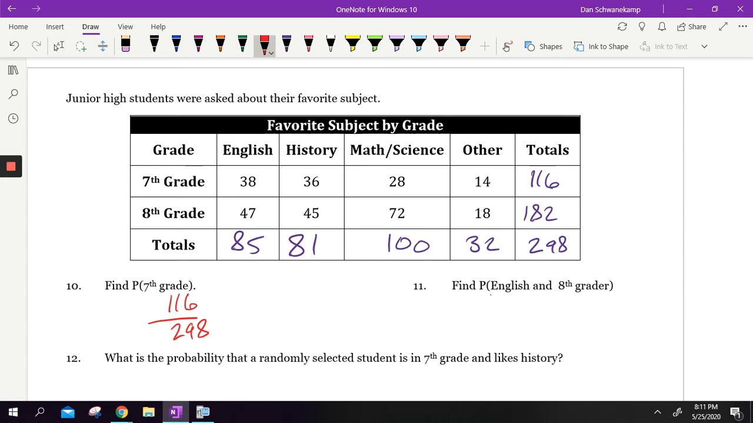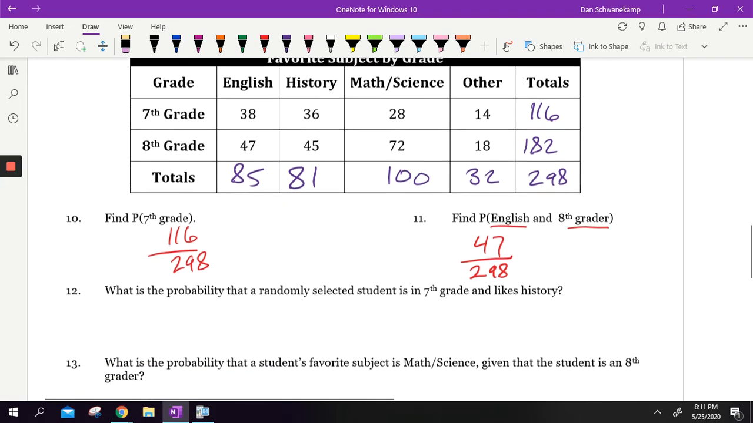Find the probability that English was their favorite and they're an 8th grader. There's no distinction as to which group we're looking at, so we're looking at the whole thing, 298. Probability of English and 8th grade, that would be that number right there. So 47 out of 298 people had said English was their favorite and they were in 8th grade.